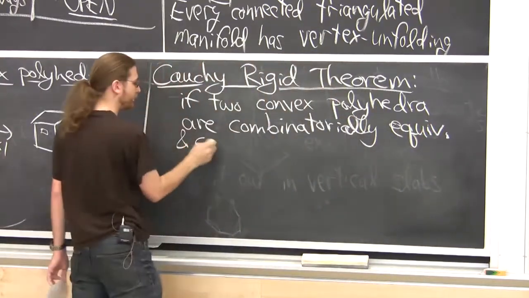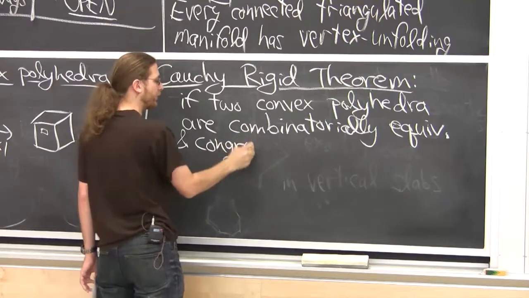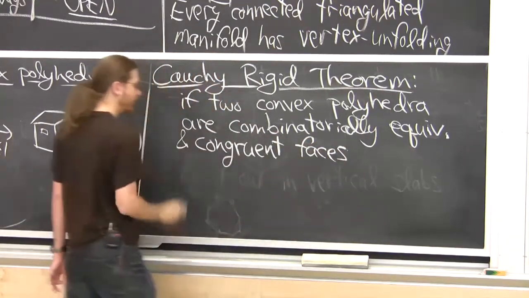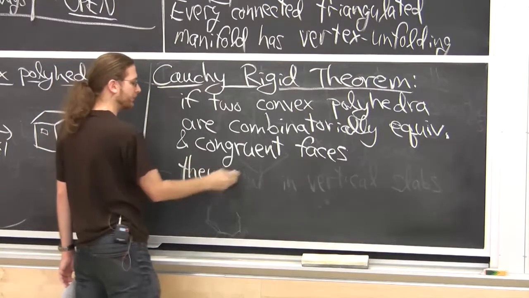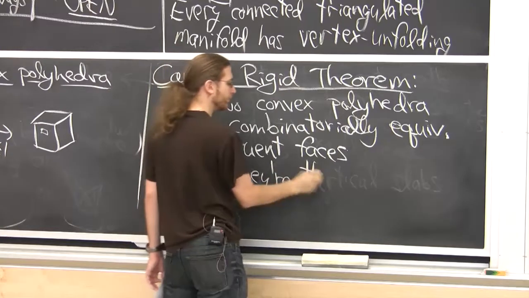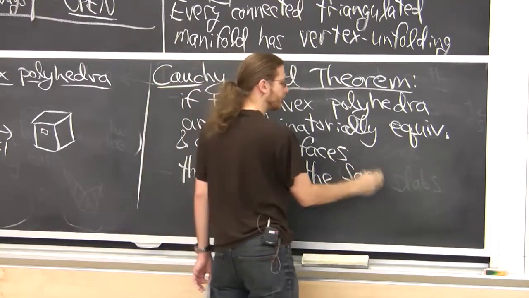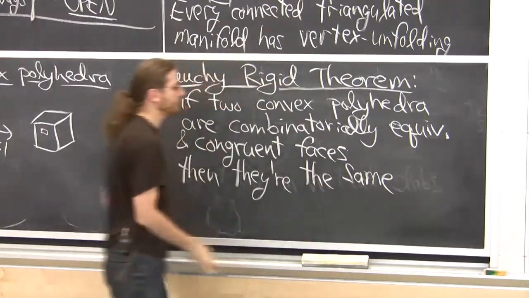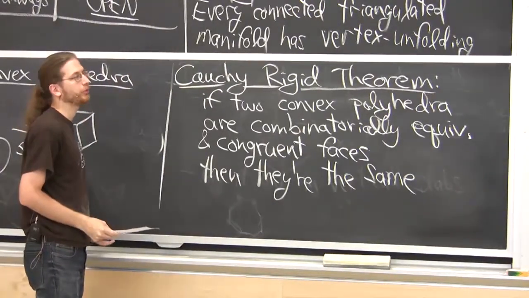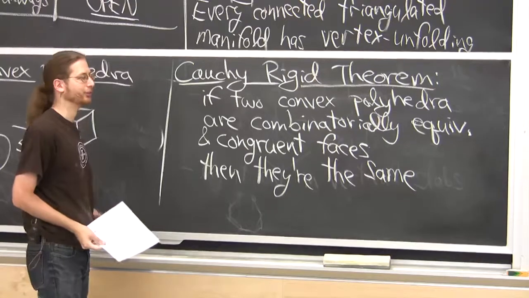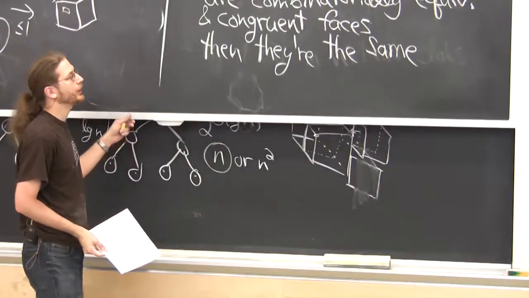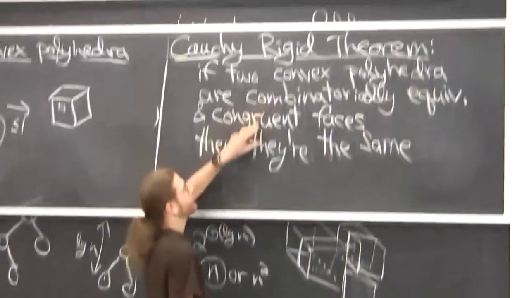And they have congruent faces, so the geometries match also. Then they are actually the same thing. The same polyhedron, up to rotation and translation. Does that mean the same set of congruent faces? Oh yeah, so when I say congruent faces, I mean according to this equivalence.